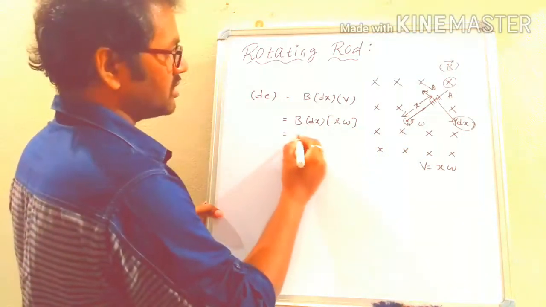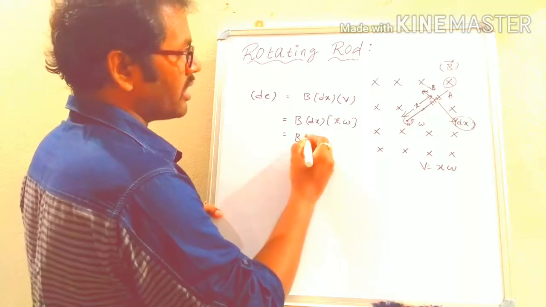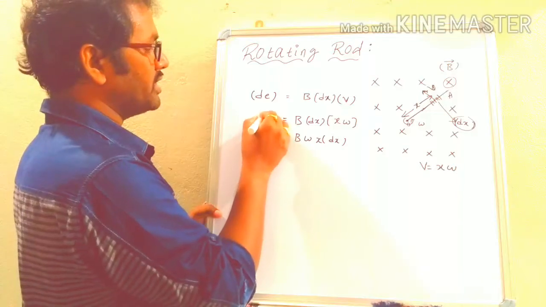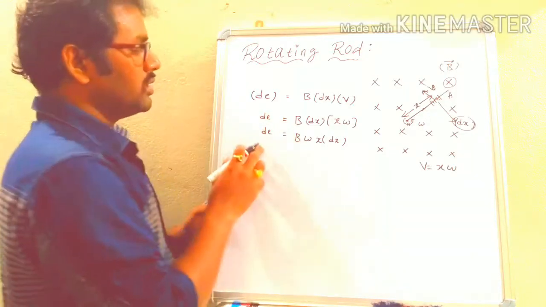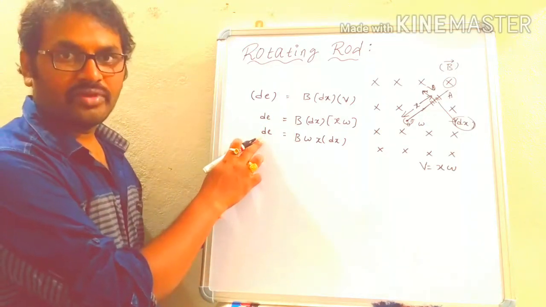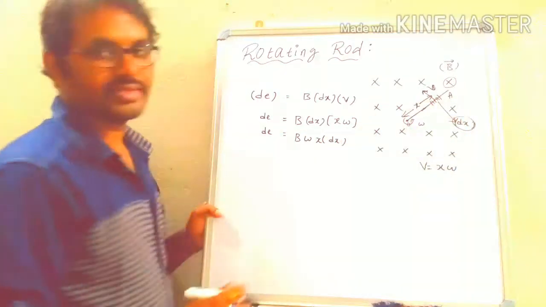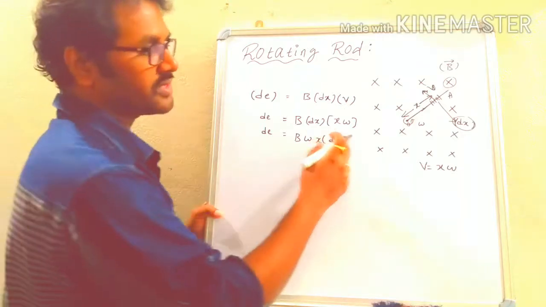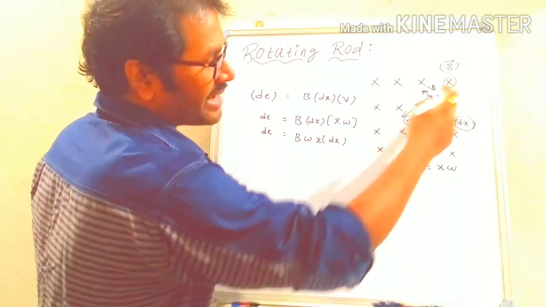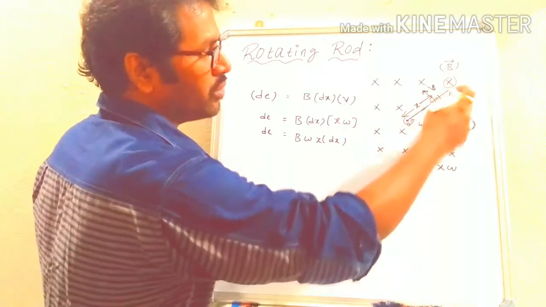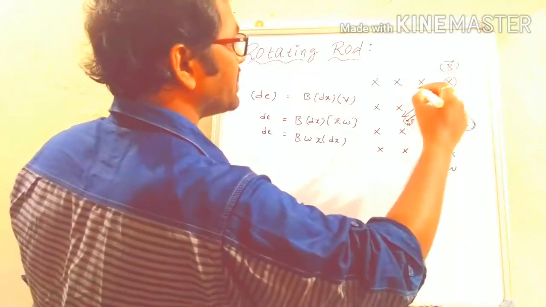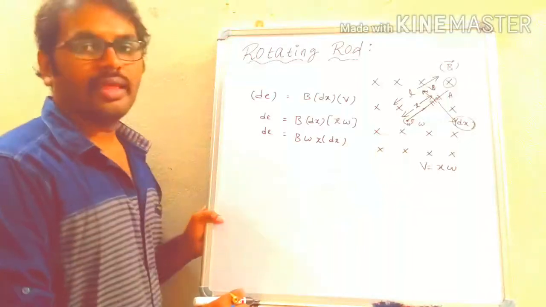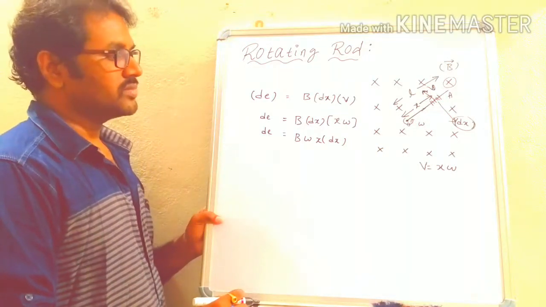And you can rearrange this as dE equal to B omega x dx. So this is the induced EMF across the small element dx. But we want the total induced EMF across the entire length of the conductor from O to A, whose entire length is taken as L. So L is the length of the conductor OA.